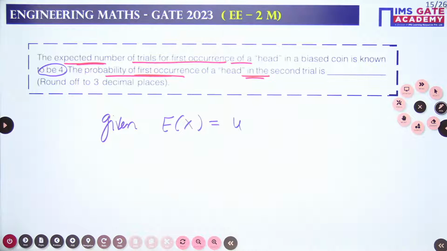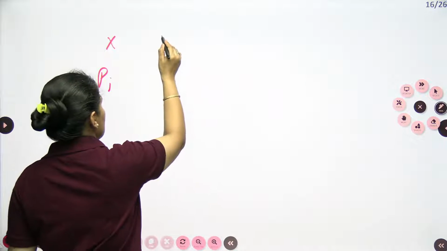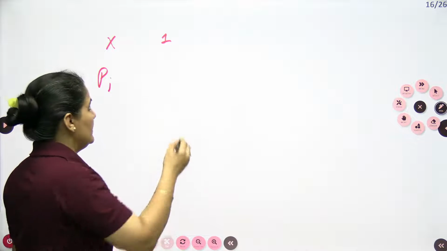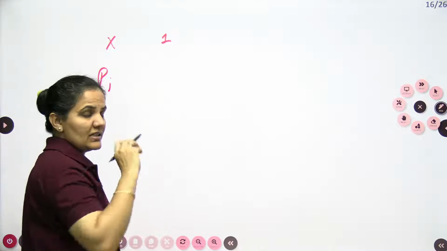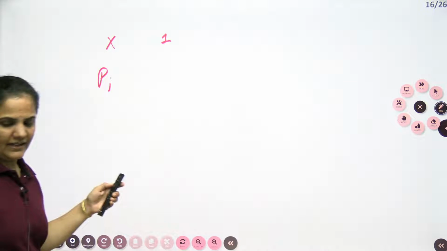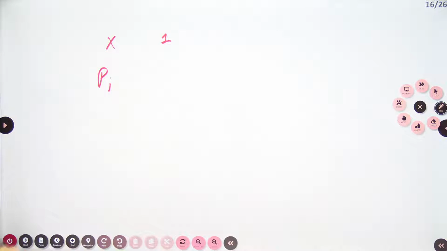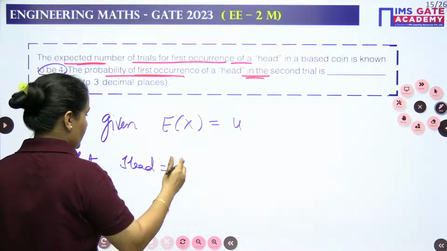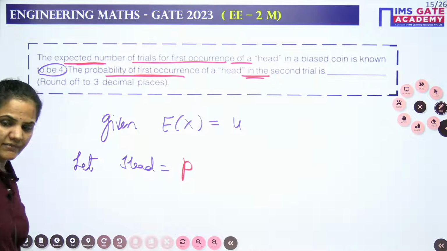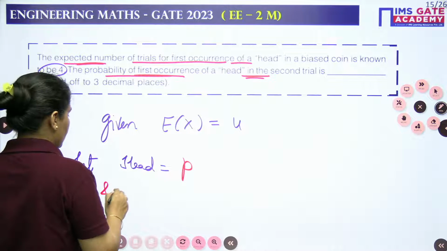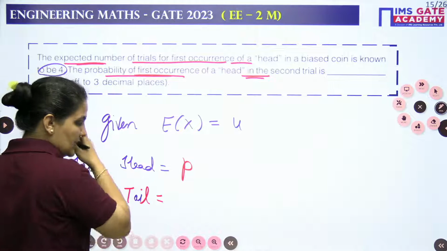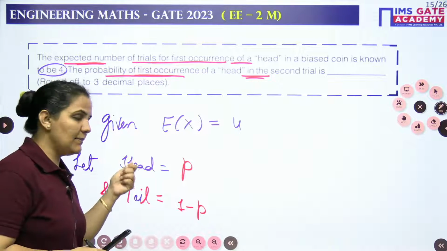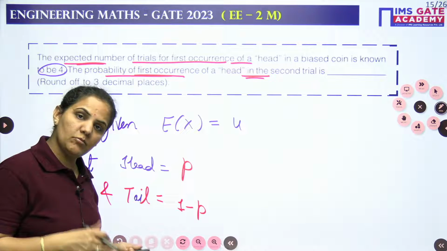So I will go here with a very simple approach. Suppose x is the number of trials until I get a head. When I throw the coin one time, the number of trials is 1, and I will get head or tail, right? Anything is possible here. Before that, let us denote head with probability p. If getting head has probability p, then getting tail has probability 1 minus p.